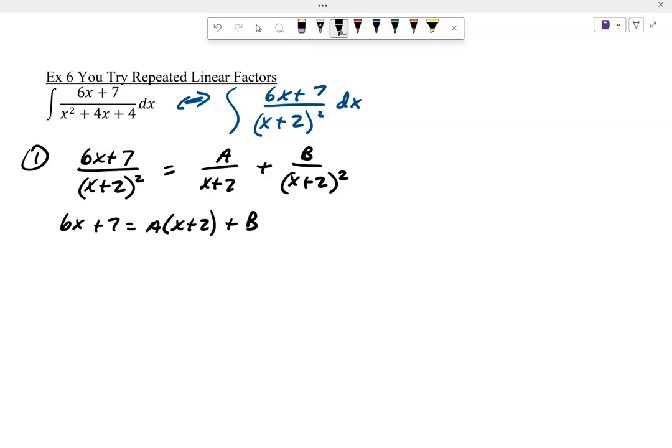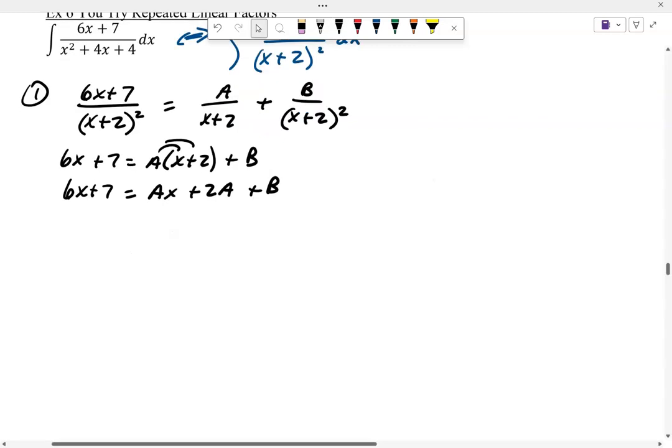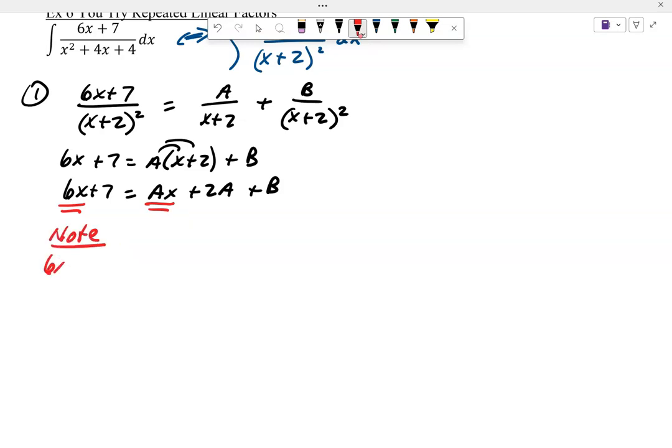So we got 6x plus 7 equals A(x plus 2) plus B. Let's go ahead and distribute that. In this case, notice your x term, if you will. 6x must be equal to Ax. So you see how A's got to be 6? All right, the coefficient there. And then over here, your 7 has got to be equal to 2A plus B.